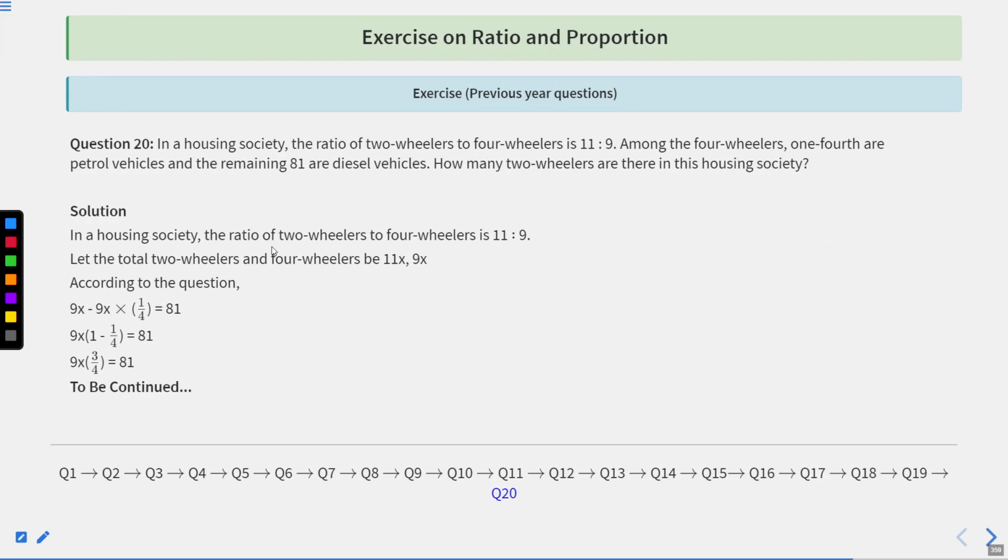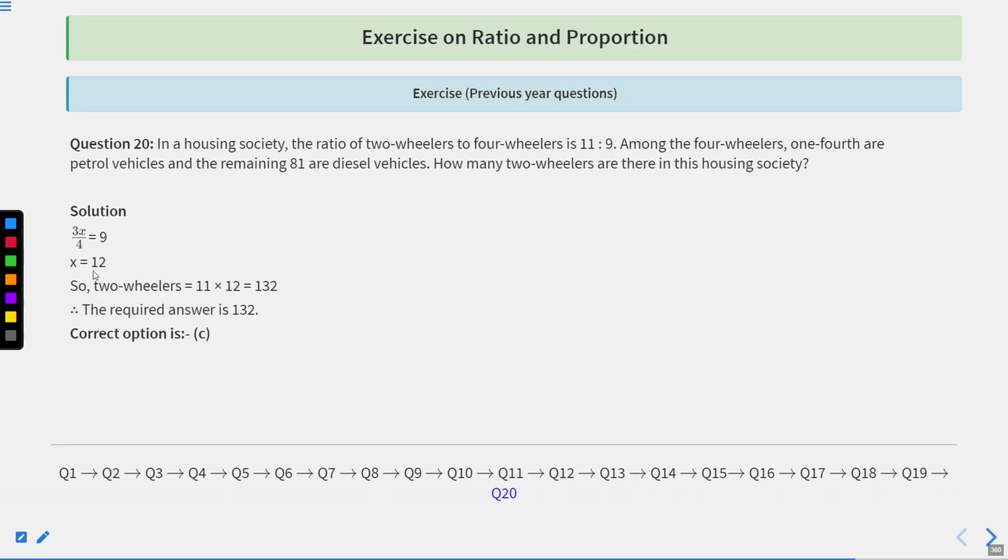So solution, in a housing society, the ratio of 2-wheelers to 4-wheelers is 11:9. And let the total 2-wheelers and 4-wheelers be 11x and 9x. So according to the question, 9x minus 9x into 1 upon 4 is equal to 81. This is given in the question. And when you simplify this, you get x equal to 12. So the total 2-wheelers will be 11 into 12, that is 132. So the required answer will be 132. So the option C is correct.